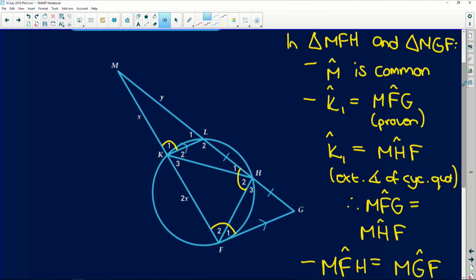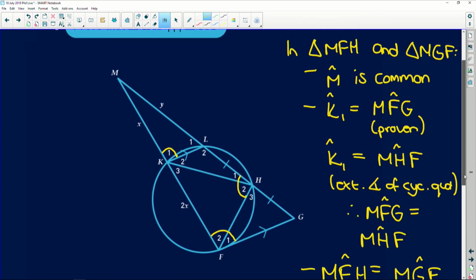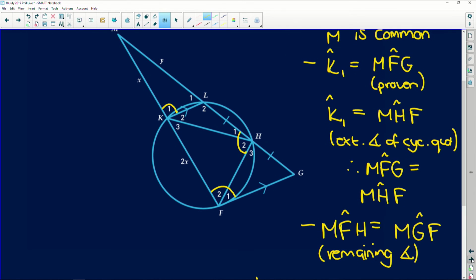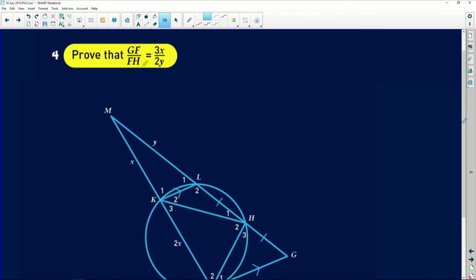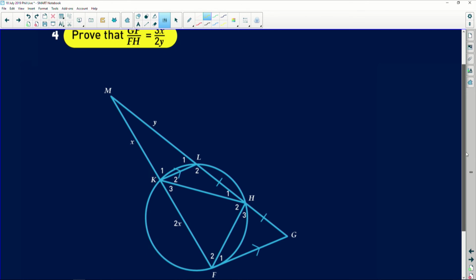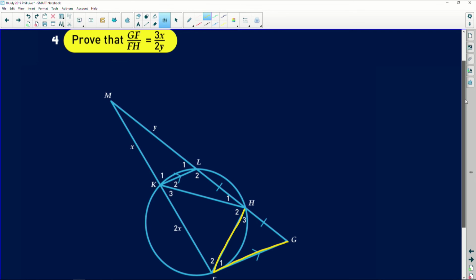Okay, so remember, try and list your triangles in terms of their corresponding angles. Angle M is equal to angle M. Angle MFH is equal to angle MGF. Okay, so you label them correspondingly. It's going to make it so much easier for you guys. Fourthly, it says prove that GF over FH is equal to 3x over 2y.